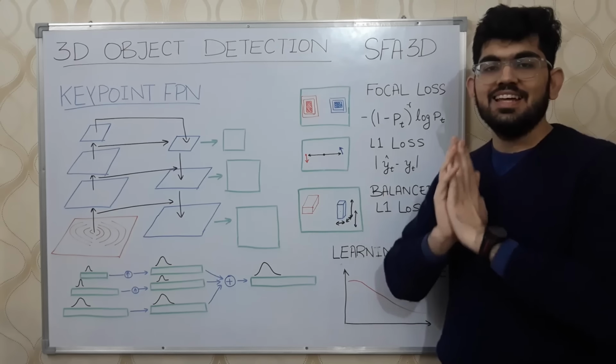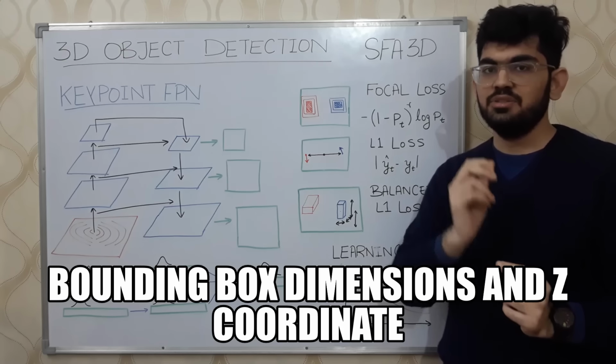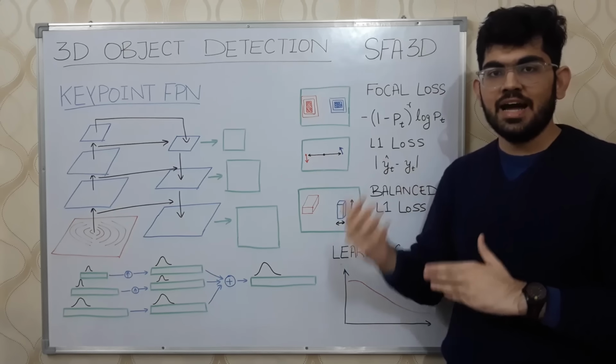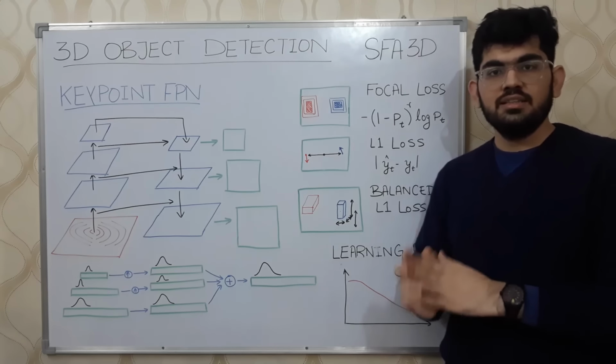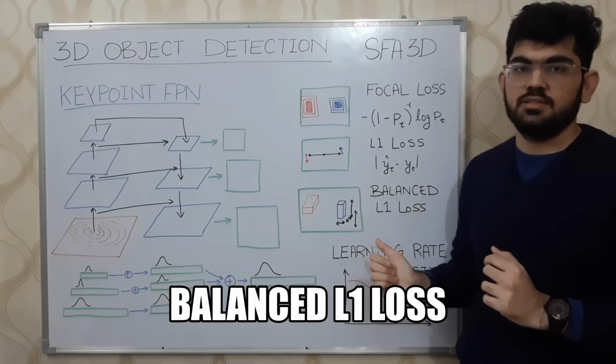The next output that we have are the dimensions of the object we are trying to detect and its z coordinate, the distance or the height from the ground. In order to learn these four parameters, we use what is called a balanced L1 loss.